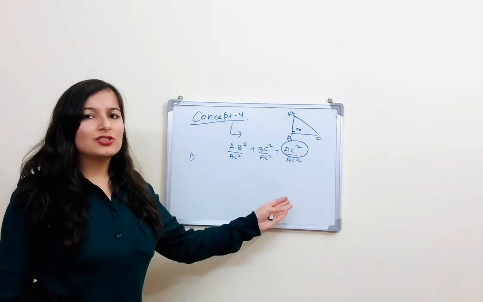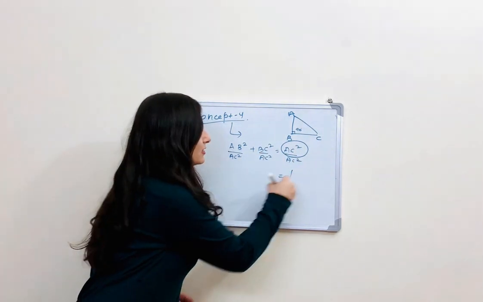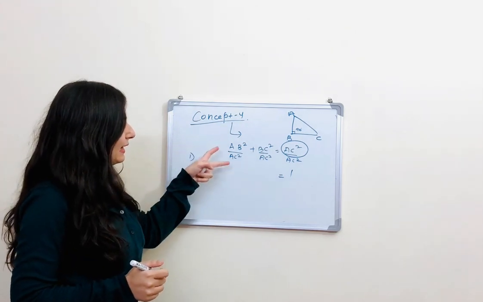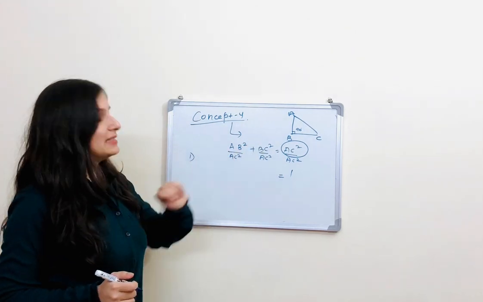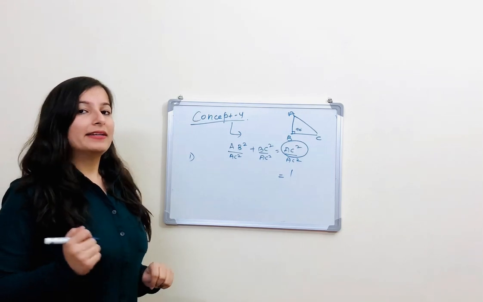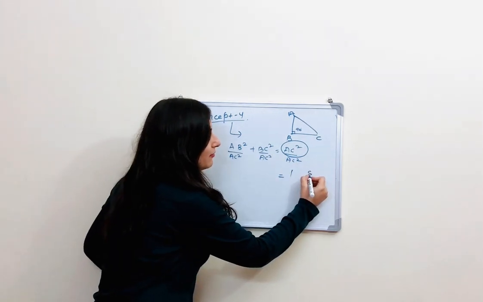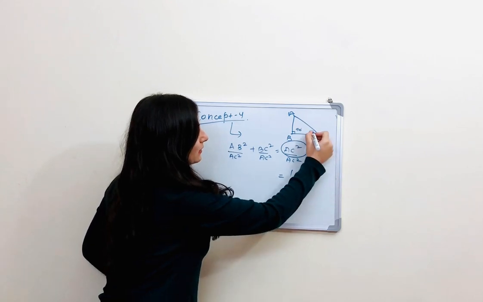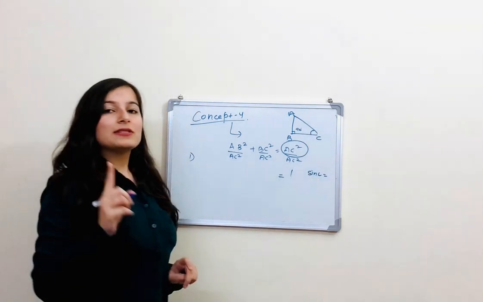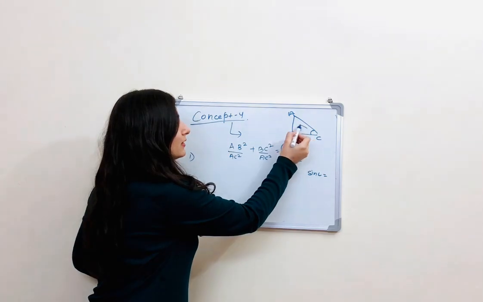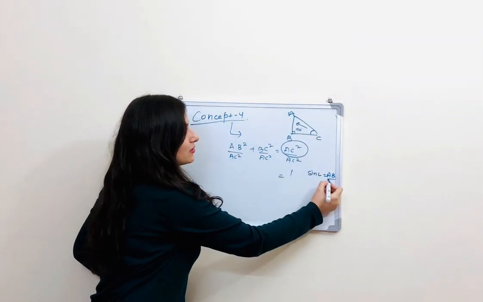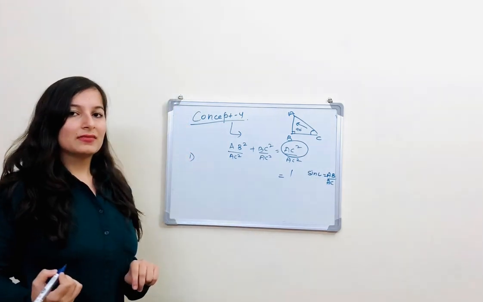So RHS is very easy to find, that is 1, because both the values are same. But what are these AB upon AC and BC upon AC? Let's just find it out. If I take sine C, according to sine C, perpendicular is AB and hypotenuse is obviously AC.